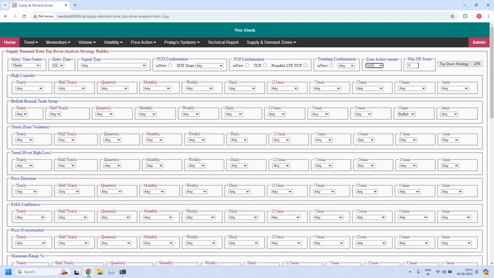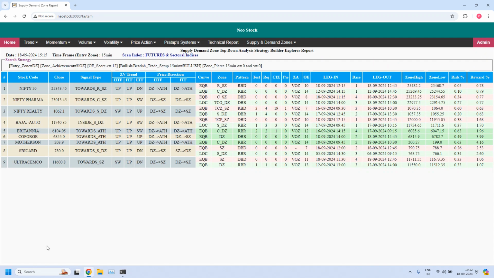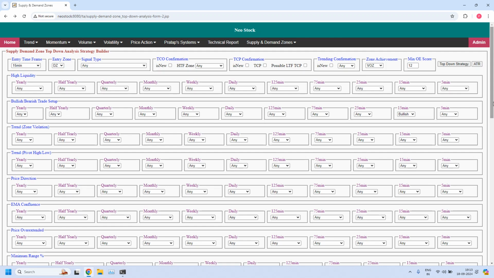Zone achievement violated opposing zone. Minimum odd enhanced score 12. And all the 3 filters are applied to 15 minutes demand zone. Now let's verify. 9 stocks are filtered. That means these 9 stocks are supporting bullish trade setup for daily income trade. Now let us verify out of these 9, how many are having ITF confluence, that is a 15 minutes demand zone with 75 minutes demand zone confluence.